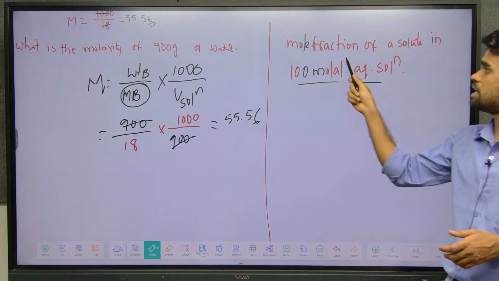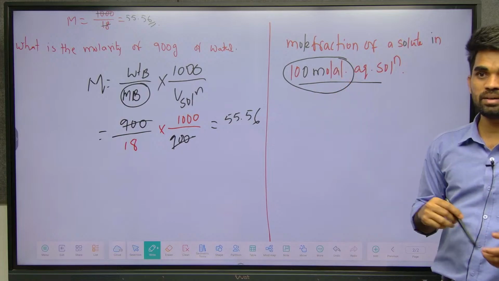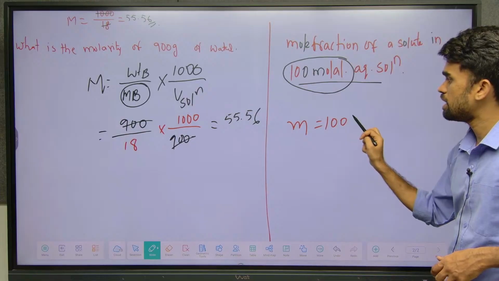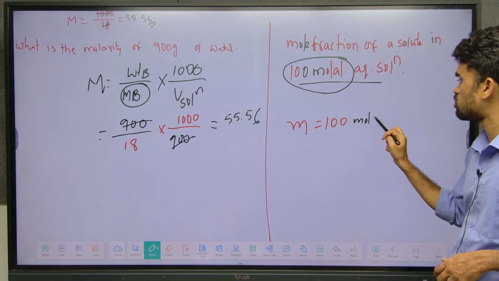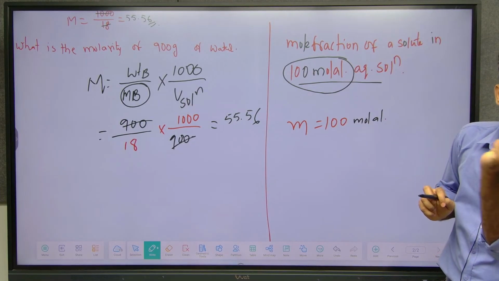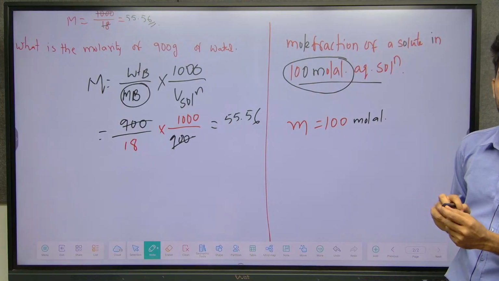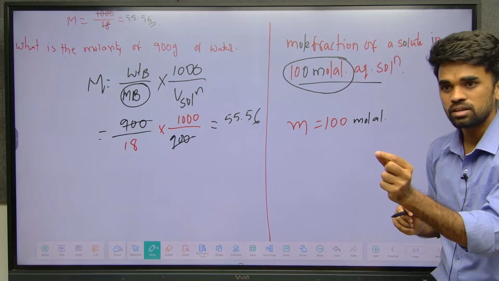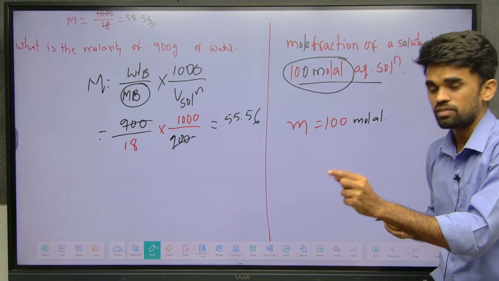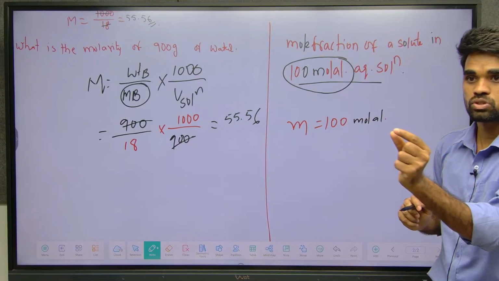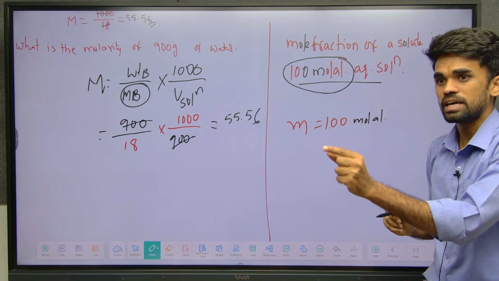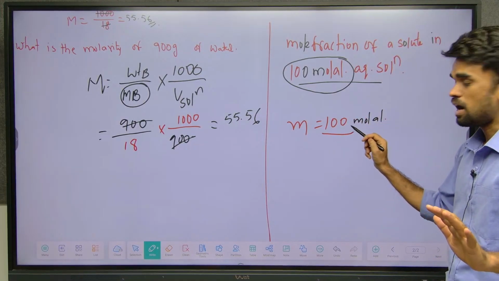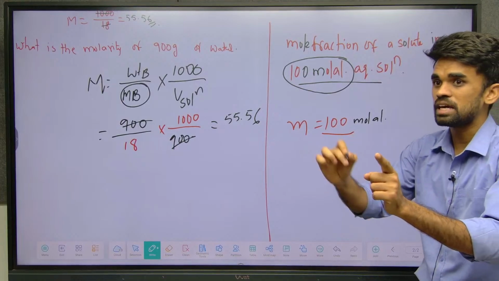So what is the data provided? Molality is provided. What they are saying, 100 molal, it means it is molality mentioned. What is the basic definition of molality, tell me? Number of moles of solute present in 1 kg of solvent. Once again, number of moles of solute present in 1 kg of solvent. Perfect. So how many moles? 100 moles present in 1 kg of solvent.